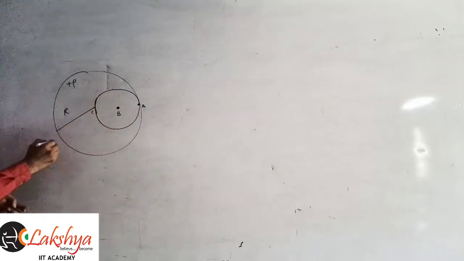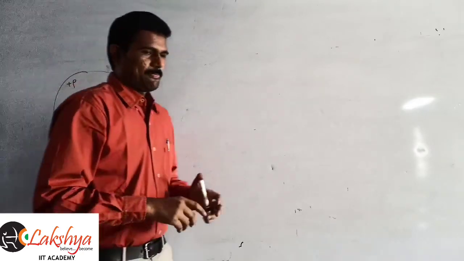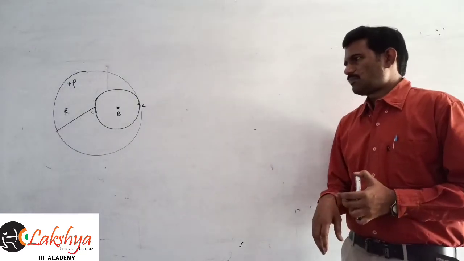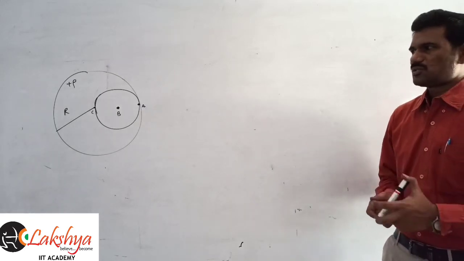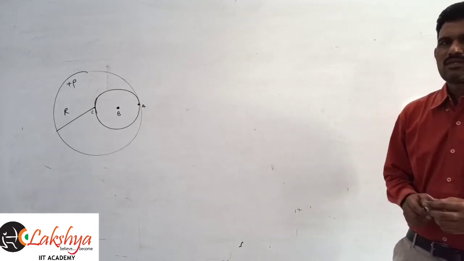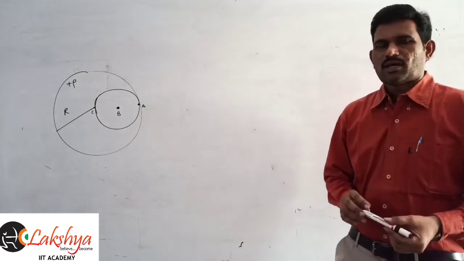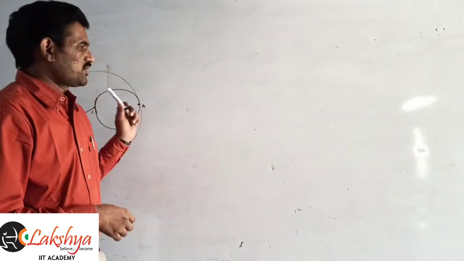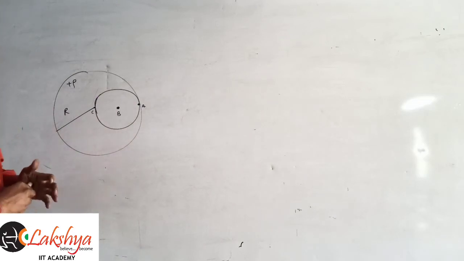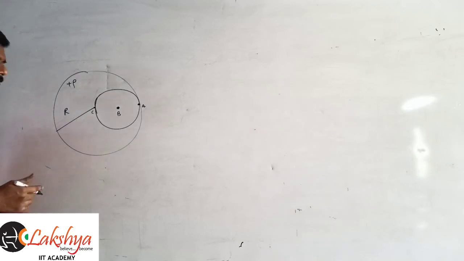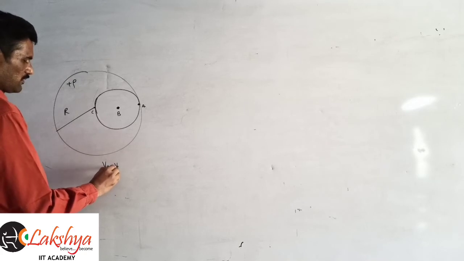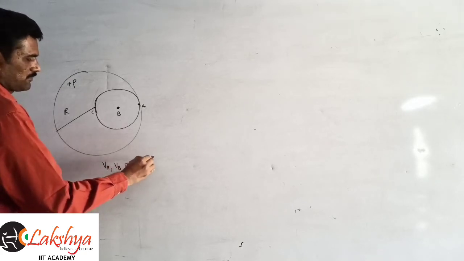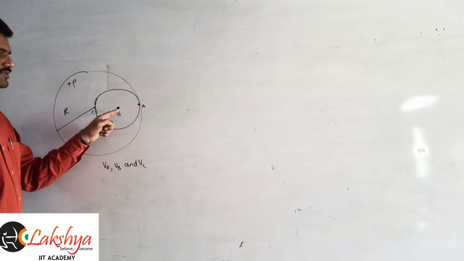So now in this question, write that question actually. A spherical cavity of diameter r is made in a sphere of radius r having charge density rho. Find electric potential at the points A, B and C. Electric potentials at the points A, B and C shown in figure.